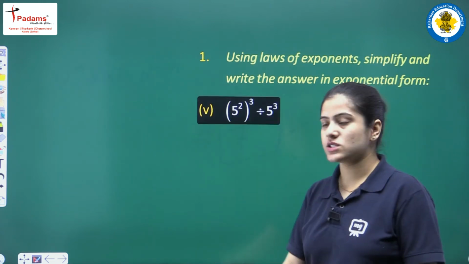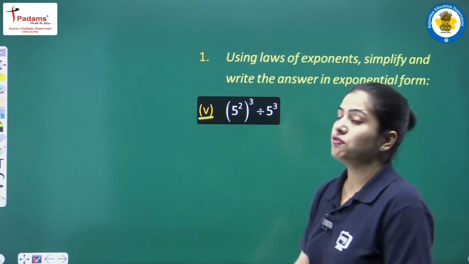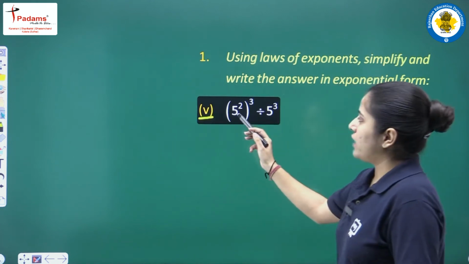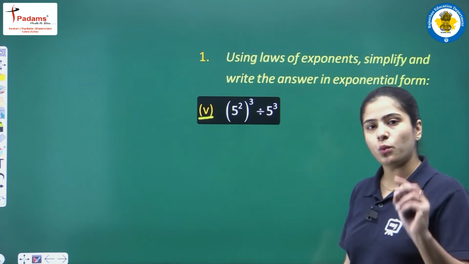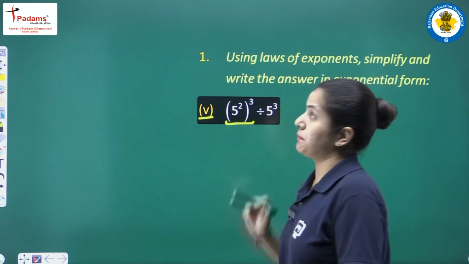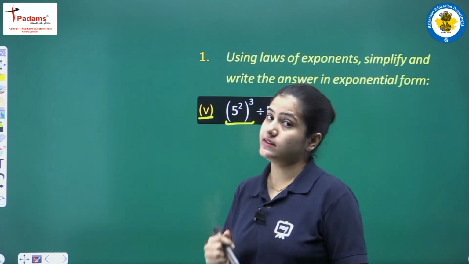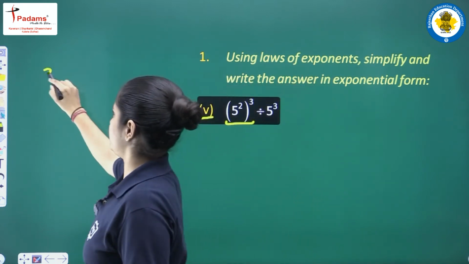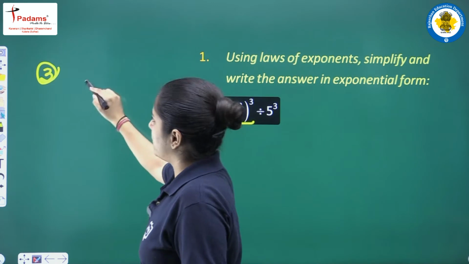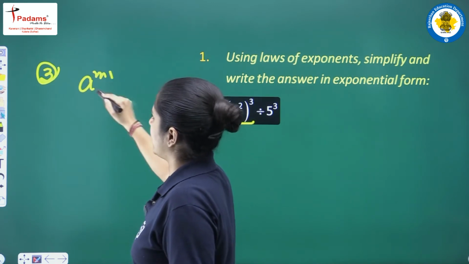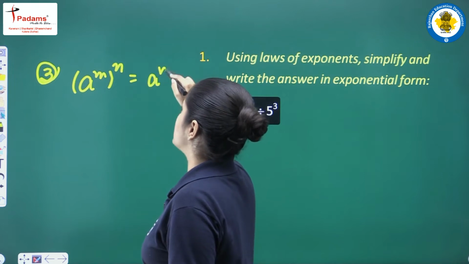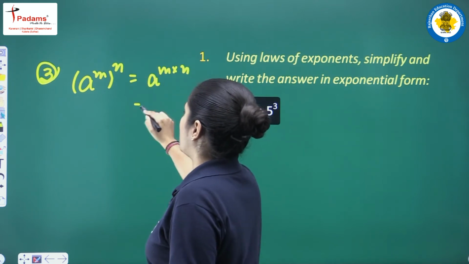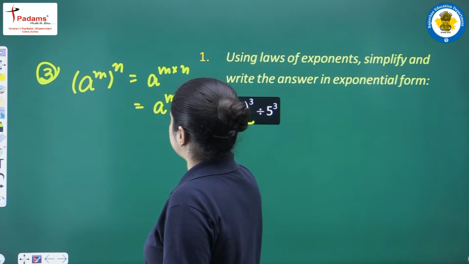Looking at the next question students, part 5. 5 raised to power 2 whole cube divided by 5 raised to power 3. Now we have to solve firstly this thing, the power of power. Now by the law students, the third law says when you have power of power, like a raised to power m's power n, then your powers will be multiplied, okay? Then your powers are multiplied.